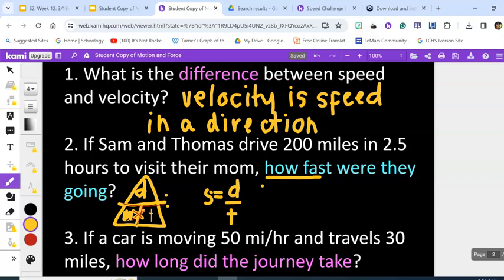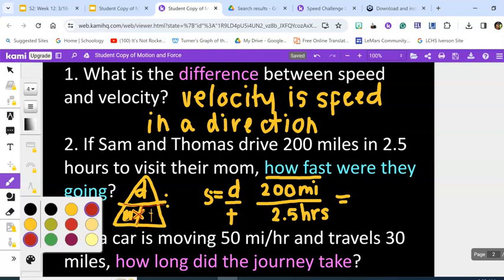Now the distance, how far are they going? 200 miles. Divided by a time of 2.5 hours. Now remember, speed is what I call a derived unit, which means miles per hour is my unit. When you take 200 divided by 2.5, what do you get? 80. 80 miles per hour.